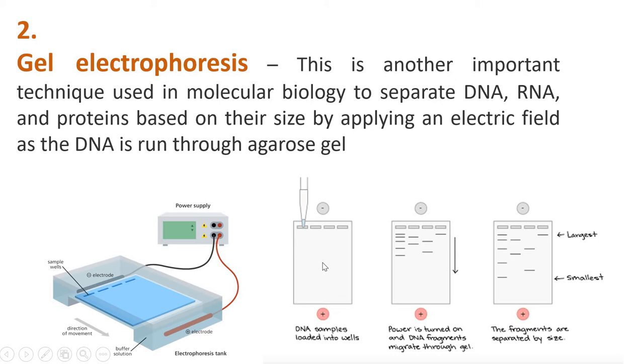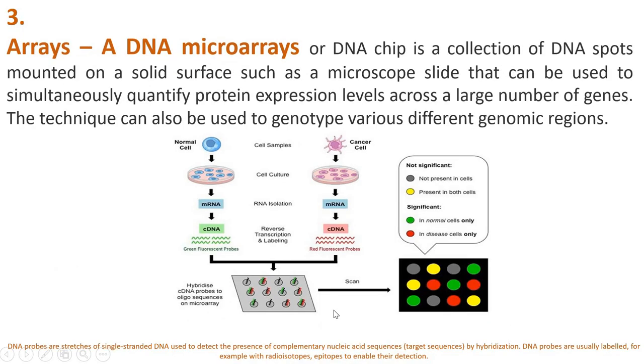For example, the first step is that we have these wells, and we put in them the materials, which may be unknown, for example DNA samples. After that the power is on, meaning an electrical field will be present, and then the DNA fragments that we left in the wells will migrate accordingly. Of course it depends on the size of the molecule, and lastly we will end up with different distances for each fragment according to the size of the molecule.